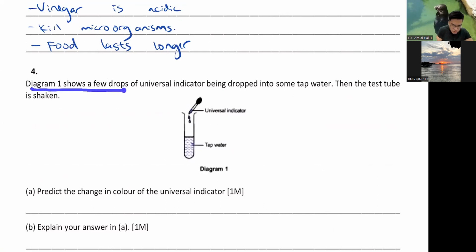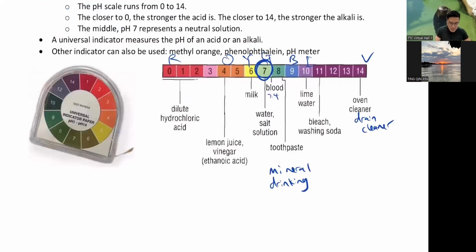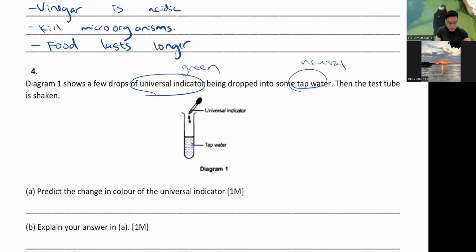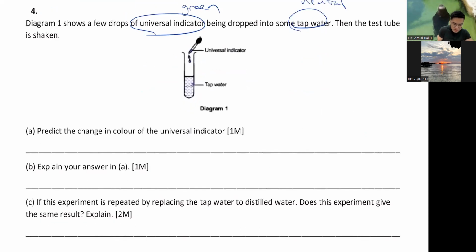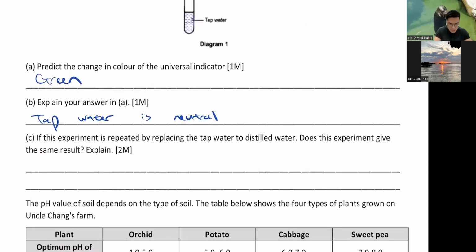Diagram 1 shows a few drops of universal indicator being dropped into some tap water. Okay, so tap water 是 neutral 的，since neutral 嘛，你的 universal indicator 就会变 green。Okay, so 这个颜色要记得它呢，green。Okay, rainbow green is in the middle, so 中心就是 green 咯。So predict the change in color in universal indicator 就是 green。So explain your answer 因为 tap water is neutral. Tap water 是中性的 is neutral.